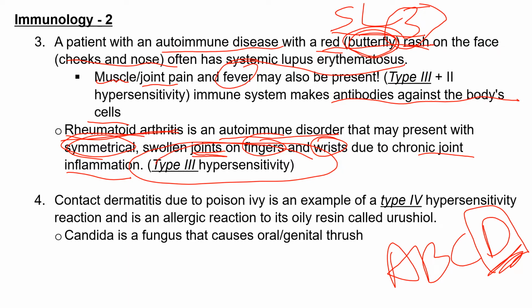What we have here, for an example, is a contact dermatitis due to, for example, poison ivy, poison oak, poison sumac. They might tell you anything. But here we have an allergic reaction to oily resins produced by this plant. All right. Now, believe it or not, Candida is a fungus. And we know that it causes oral and genital thrush, but Candida may also be a cause for type 4 hypersensitivity.